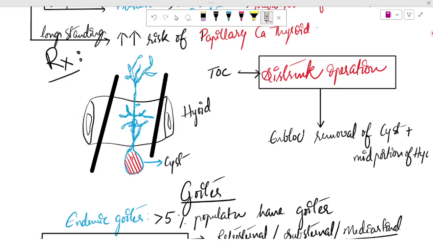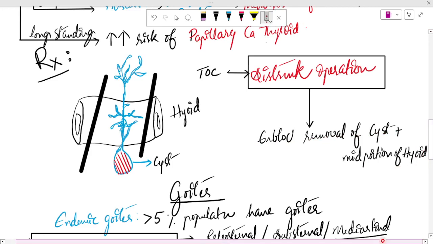Now the cyst is continuing from the central portion of the hyoid bone. See, this is the central portion of the hyoid bone, and the cyst is in continuity with it. Now, if you want to remove the cyst, we should also remove the central part of the hyoid bone. That procedure is called Sistrunk operation. Now, what is Sistrunk operation? The en bloc removal of the cyst with the mid portion of the hyoid bone. Remember, that is called Sistrunk operation.